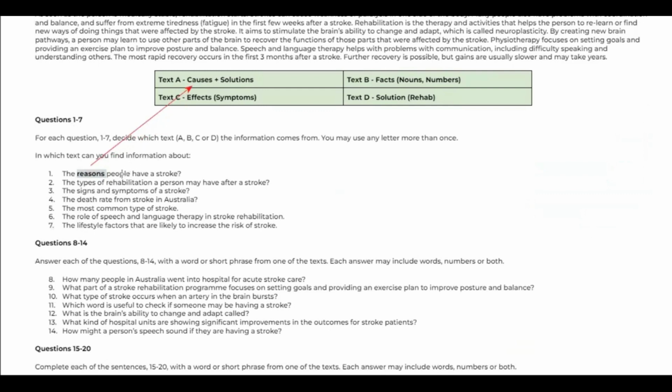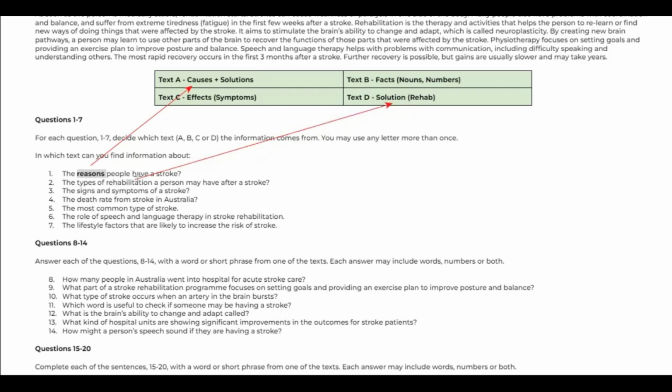Causes? Can you find causes in any other area? Nowhere. Causes is only in text A, so you don't have to waste your time. You can simply go to the causes area. Second one, the types of rehabilitation. Rehabilitation, very clear. Rehabilitation solutions.